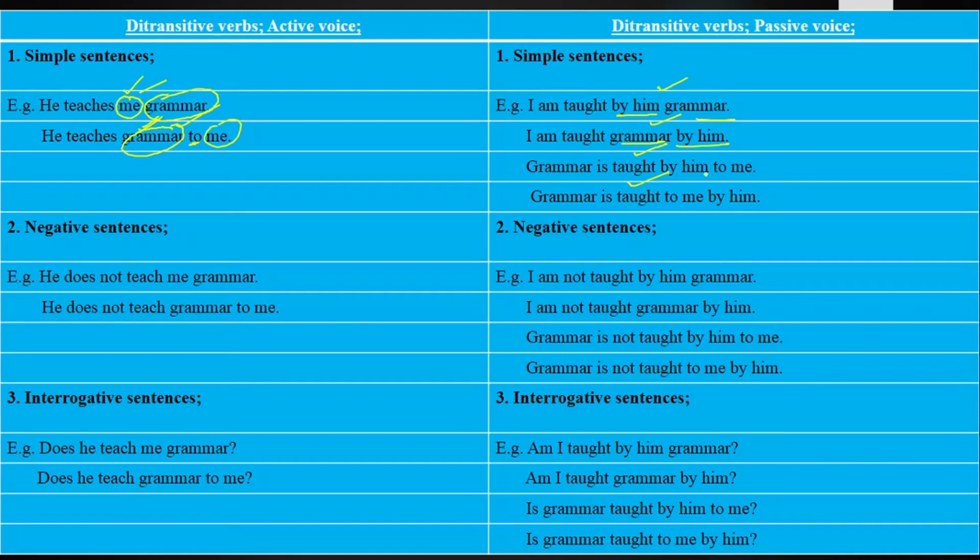Grammar is taught by him to me. By him will come first, to me at the end, to me at the beginning, and then by him at the end. So you will say I am taught by him grammar, I am taught grammar by him. Grammar is taught by him to me, grammar is taught to me by him. Negative sentences in which we deny this statement. He does not teach me grammar. Second way, he does not teach grammar to me. I am not taught by him grammar. I am not taught grammar by him. Grammar is not taught by him to me. Grammar is not taught to me by him.